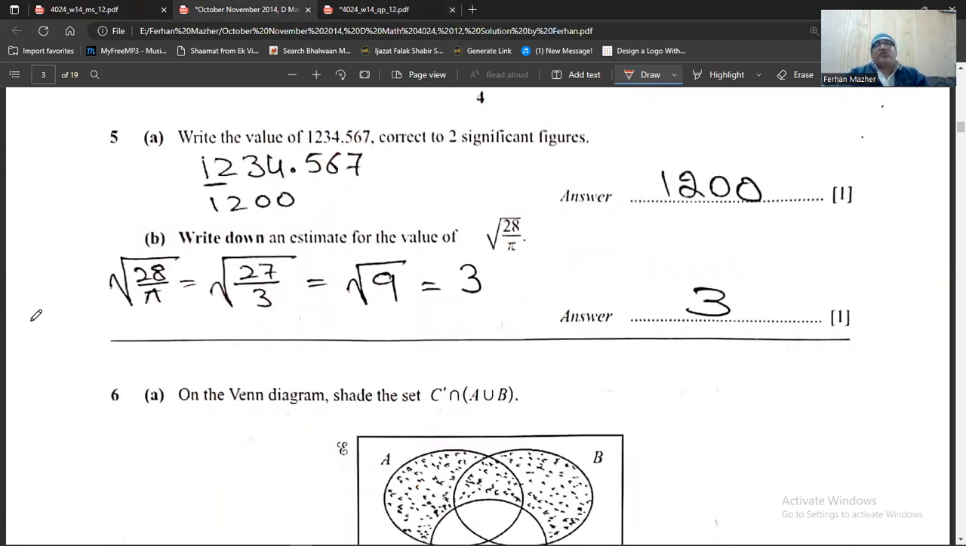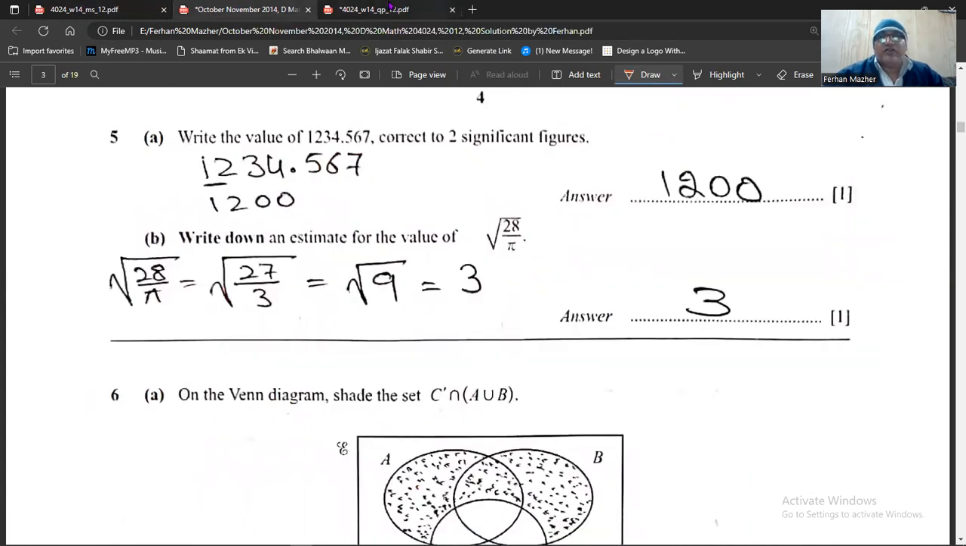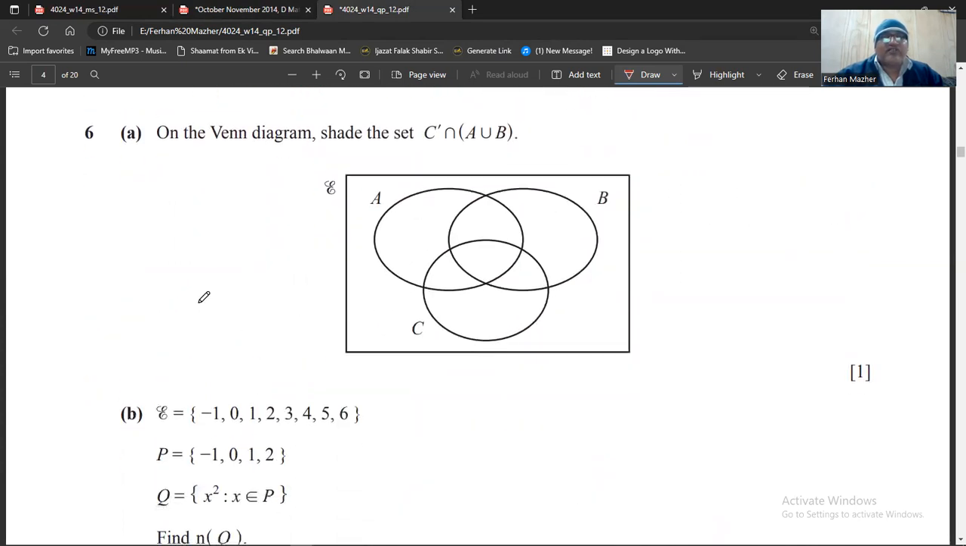So the square root of the 28 by pi, 28 can be written as 27. And the pi value is 3. So 27 divided by 3, that's 9. So the square root of the 9 will be 3. So my answer is 3. Question number 5 is B part, and you can see the answer is 3. Hopefully you understand. So we are going to the next question.